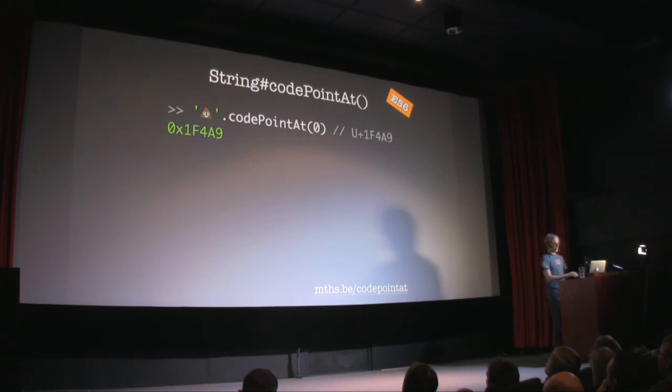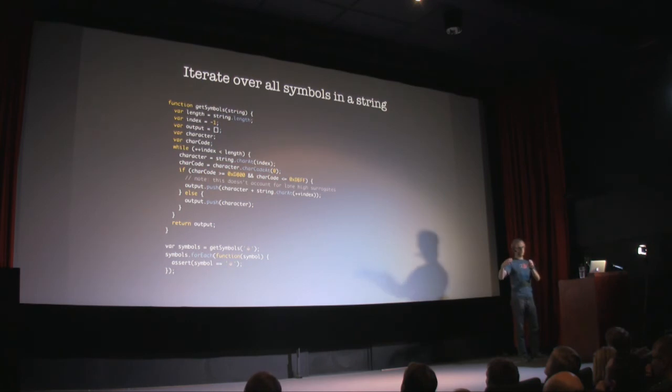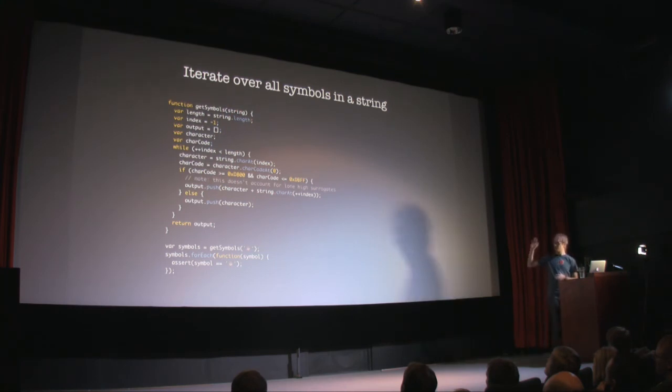Here's another example. What if you need to iterate over all the symbols in a string? Well, in ECMAScript 5, you would have to write a lot of boilerplate code just to account for surrogate pairs. So you want to loop over every symbol in the string, but whenever there's a surrogate pair, you want to group those two together and treat them as one single unit. And that's how you would do that in ES5. And no, the code is not even exactly complete yet. There's even more code that you need for this, but I couldn't fit it on my slide.